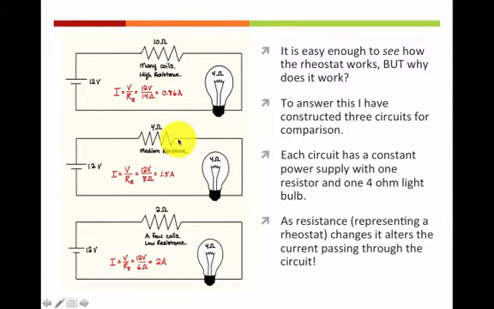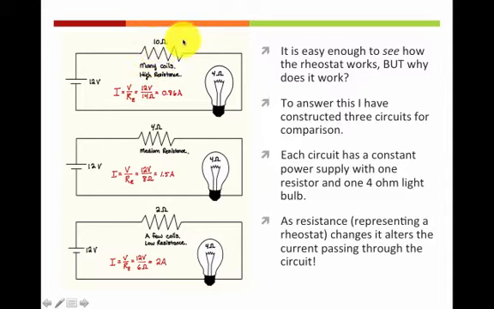Then if we were to move the clip a little bit closer, there were fewer coils that electricity had to pass through, that would be like a 4 ohm resistance, okay? So less wire that the electricity has to pass through. And then let's say that there's very little electricity that has to pass through, just a few coils, and we say that's 2 ohms of resistance.